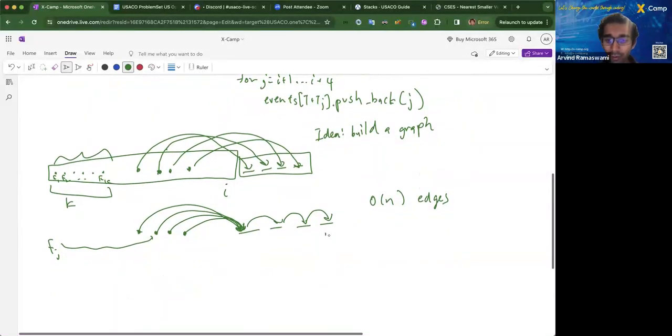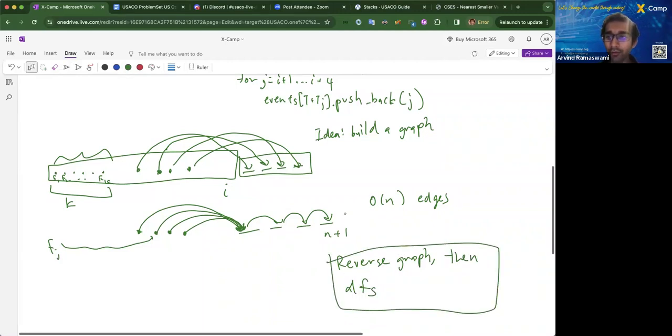And then what we can do, when we're finally at cow n plus 1, we want to see which of the first k farmers can reach it. You can just reverse the graph, then do DFS. Yeah, so just reverse the graph, then DFS. And then at the end, what this will tell you, if you can visit the jth farmer, like in the first k spots, if you can visit j, then that means farmer j can visit you. So if your DFS visits farmer j, then that means farmer j can visit you.